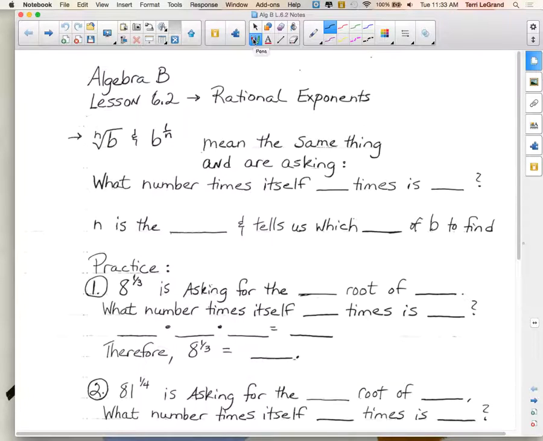Our learning objective for today then is I can evaluate expressions that have rational exponents. Well, first of all, we have to make sure we understand what it means by rational. What's a rational number? Don't worry about the word exponent right now. What's a rational number?